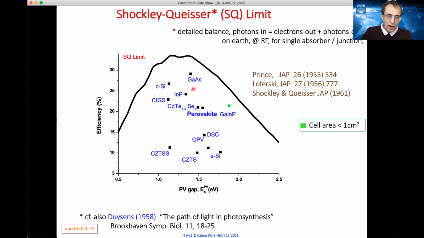These are more or less the best efficiencies of larger, 1 cm² or larger, cells that have been reported. And you see gallium arsenide is closest to the Shockley-Queisser limit. And silicon is farther away. It's not entirely fair, because I'll mention, without going into too much detail, that silicon has another problem not included in the Shockley-Queisser model, which is an Auger recombination loss.